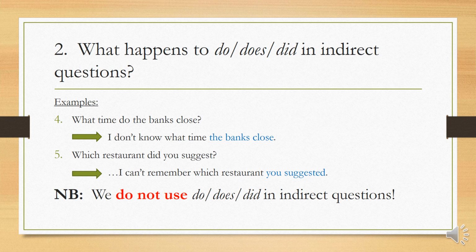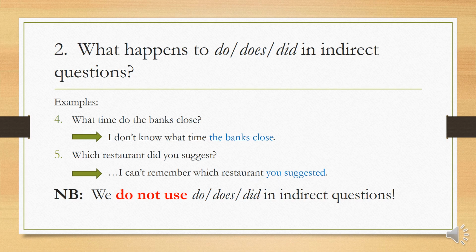Now, part 2, what happens to do, does, did in indirect questions? Let's look at 2 examples. From number 4, from the exercise at the bottom of page 86, we see the question, what time do the banks close? To say this as a statement of an indirect question, I don't know what time the banks close. Notice, again, we have the word order of a positive sentence. The banks, subject, close, verb in present simple.